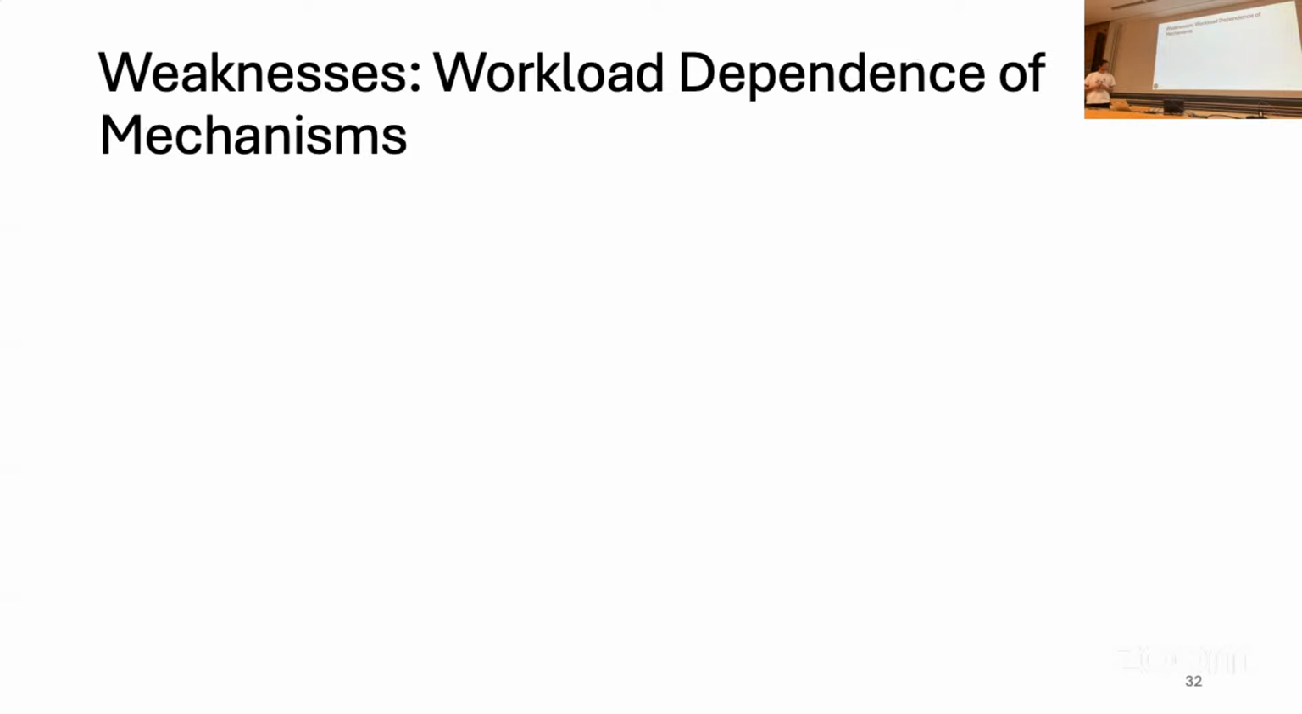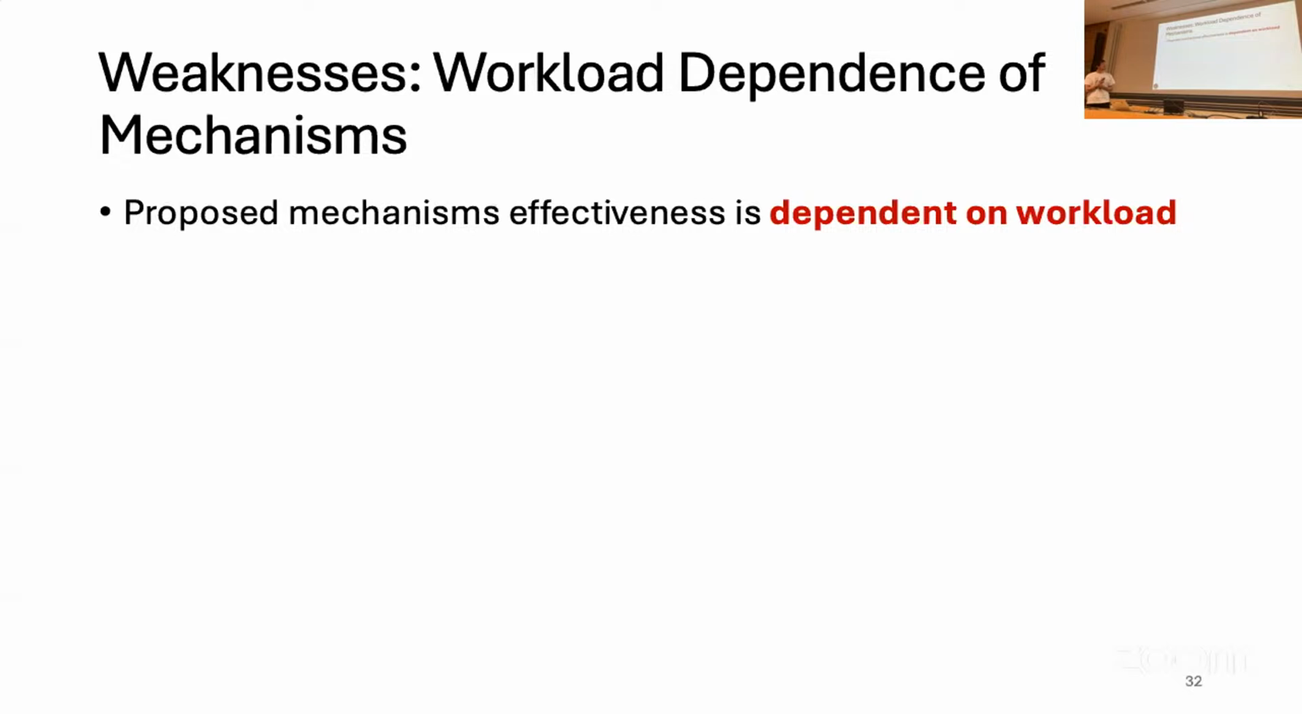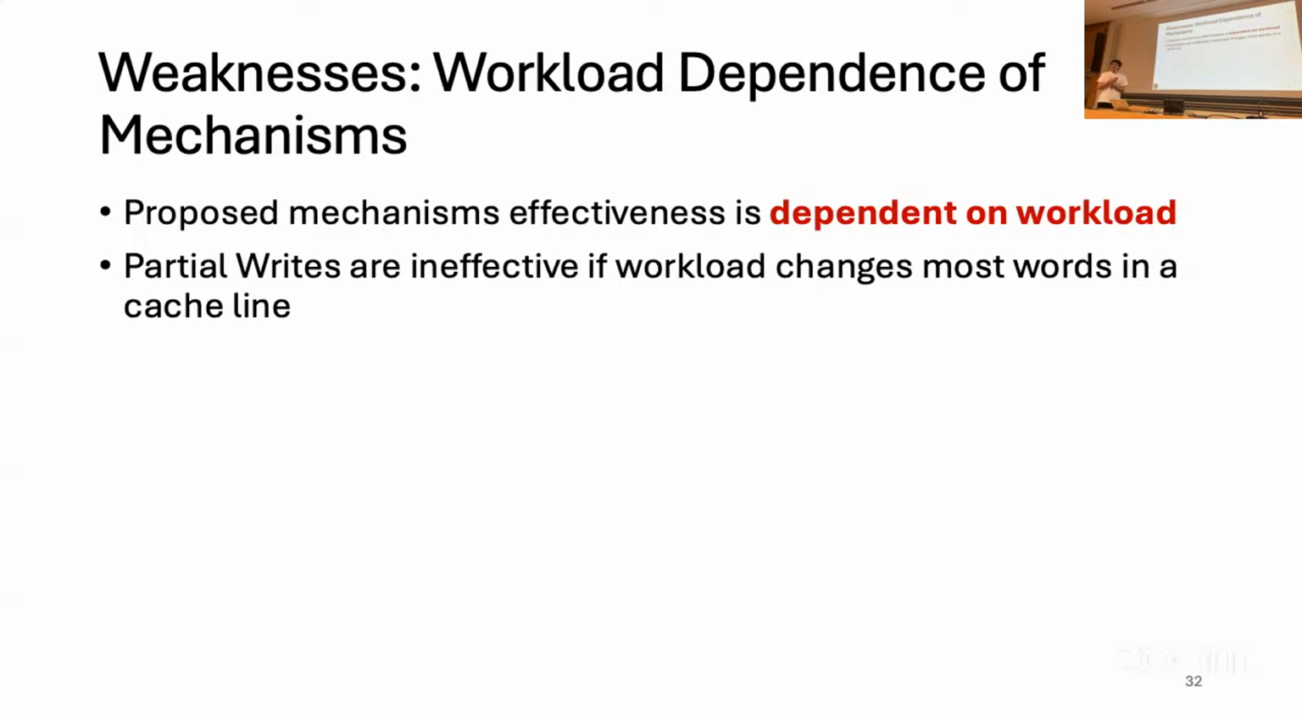Right. And the second weakness is about the mechanisms. They are dependent on the workloads. We have seen an example for partial writes. Depending on the workload, the expected endurance was very low, less than 1 year. If your workload changes most words in a buffer row, then we cannot save anything because everything has been modified, right?